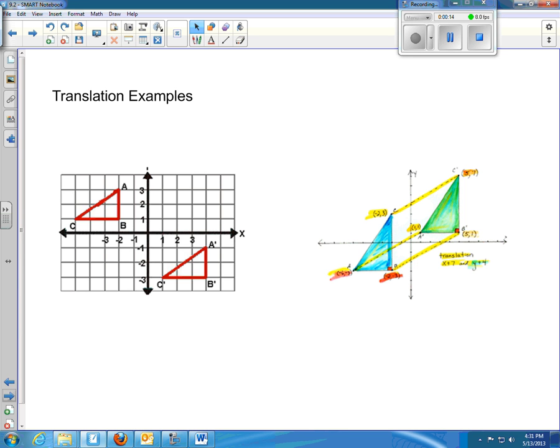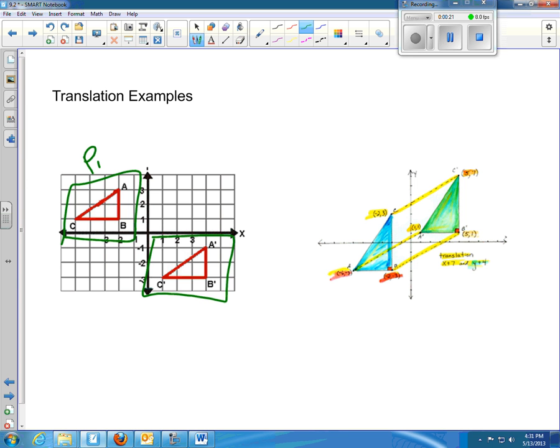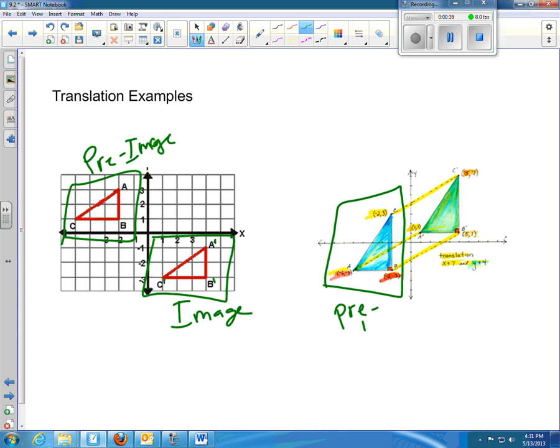You'll see we have our original shape up here and then our new image down here. So remember, this would be called our pre-image. Okay, and this is going to be our image. This one's our image, and I know that because of the little prime markings. Remember we talked about those yesterday. If we look back here, here is our pre-image. And this one here then is going to be our image.